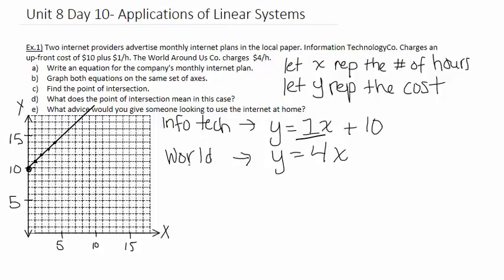So for the World Around Us, the intercept happens at 0, and the slope tells us to move up 4 and over 1. And we'll do another: up 4, 1, 2, 3, 4, and over 1. And again, let's connect the dots to create our line. So it looks like that intersection point is occurring at about 3.5 and 13.5.